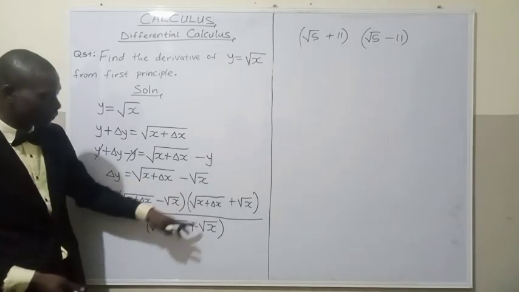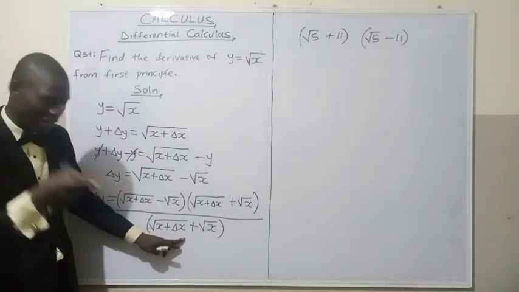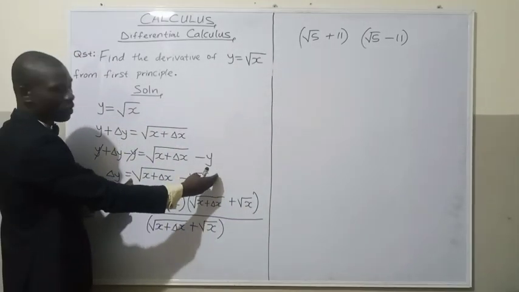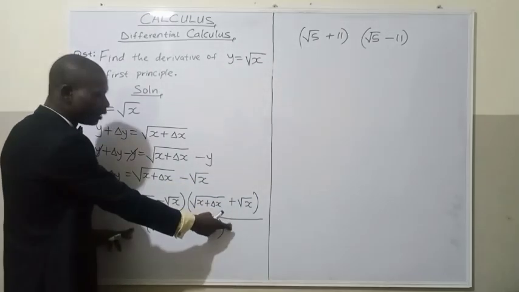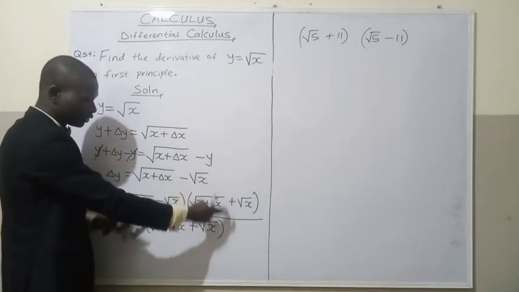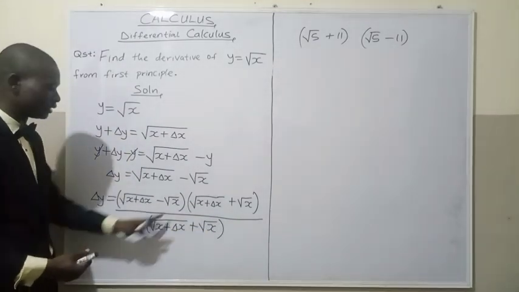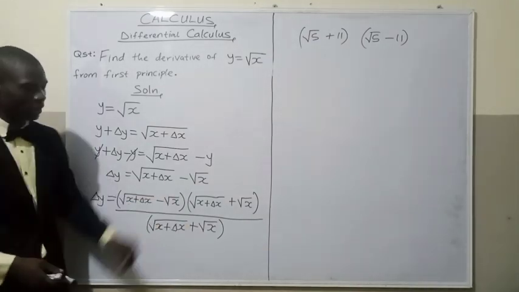So what's the essence of introducing this one at the denominator? So that you can still know that everything that we have here under is the same thing as everything that we have in this line. So this line is not different from this line, only that we have to bring it from this format to this one so that it can be something that is workable. And this is what we can work with. Alright, so we have this already.